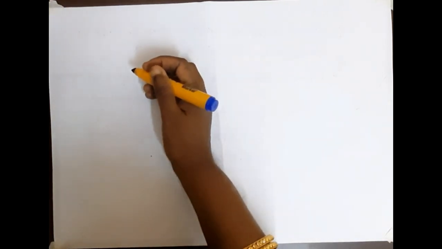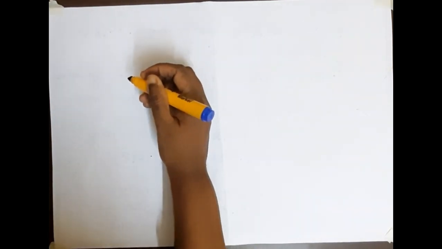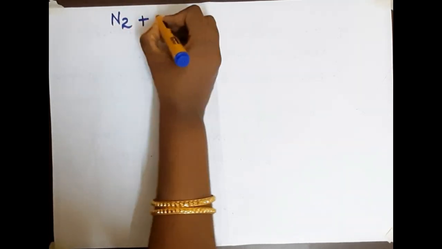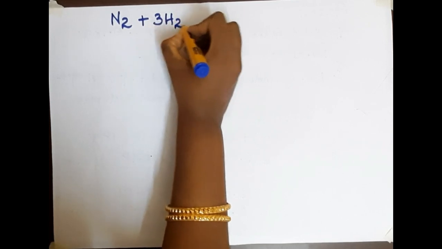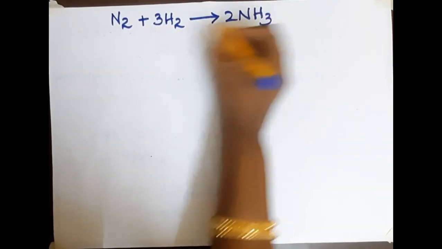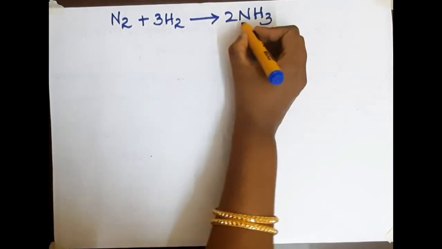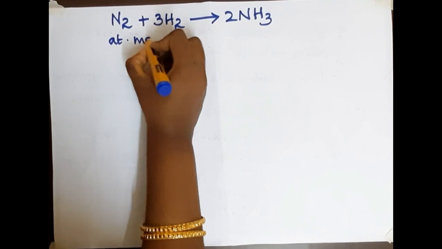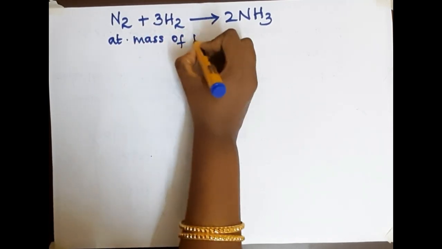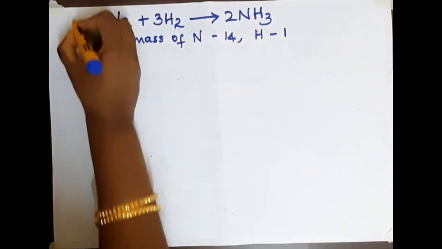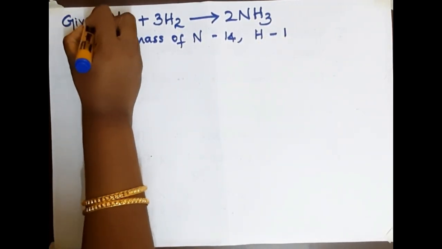So we will move on to the answer for the second question. See the equation. What is the equation given? N2 plus 3H2 gives 2 ammonia. So nitrogen plus hydrogen gives ammonia, and the atomic mass of nitrogen is 14 and that of hydrogen is 1. This is given.